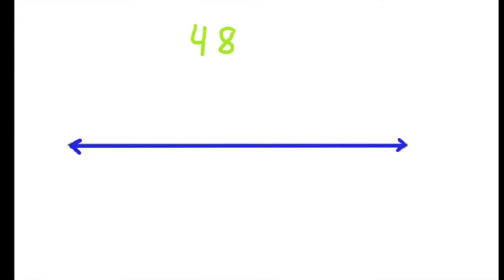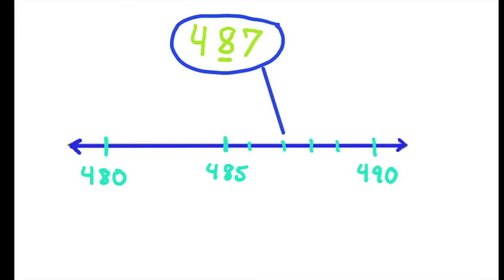Alright, we're rounding to the 10 still. Our number is 487. I can see that the 8 is in the tens place. That'll be our first benchmark, 480. And of course plus 10 will be 490. Our midpoint is 485, and we're going to see where 487 falls on that number line. It falls to the right of the midpoint, which means we will round up to 490.